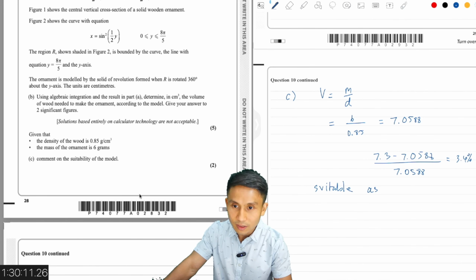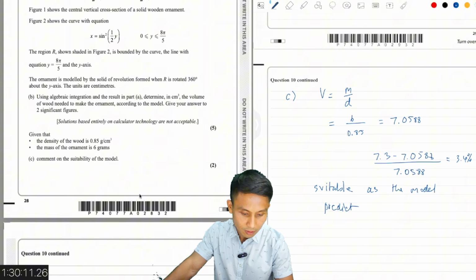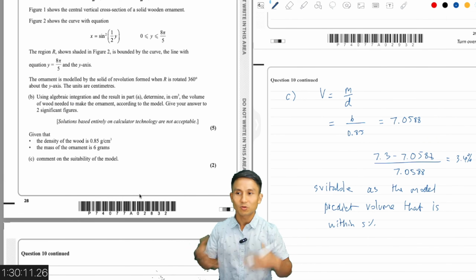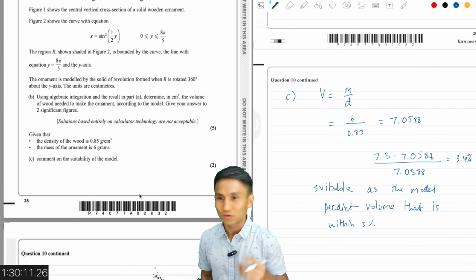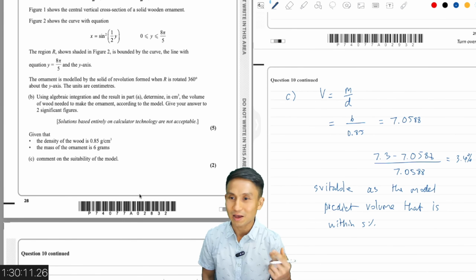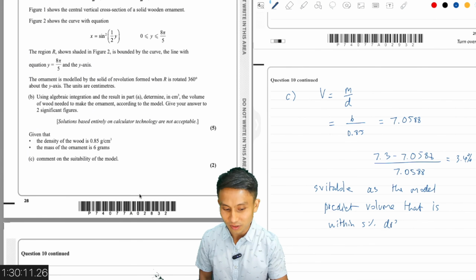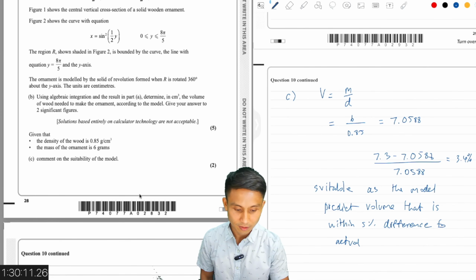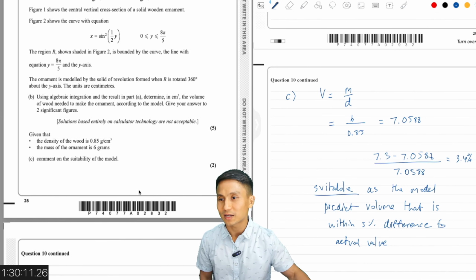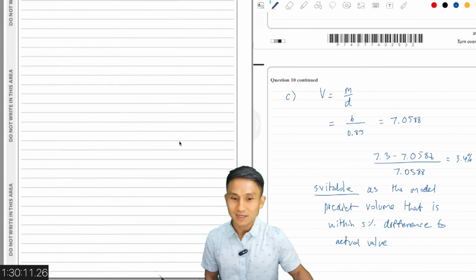So suitable as the model to predict volume that is within 5%. It's up to how you say it. If you want to say it's good, then just say some reasonable tolerance, like 5%. So this is within 5% difference to the actual value. So suitable. That's how you comment. You've got to do some calculation, and that's it for everything.